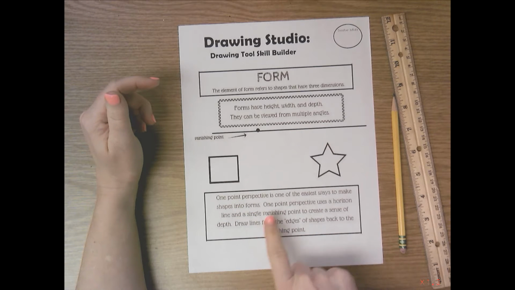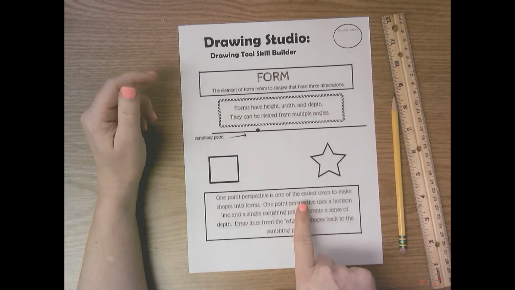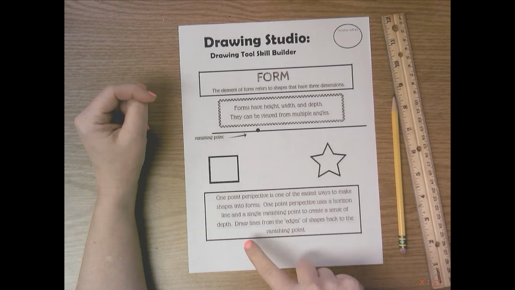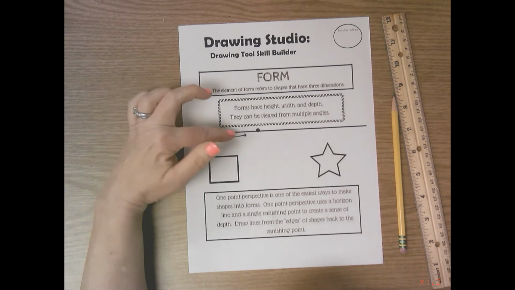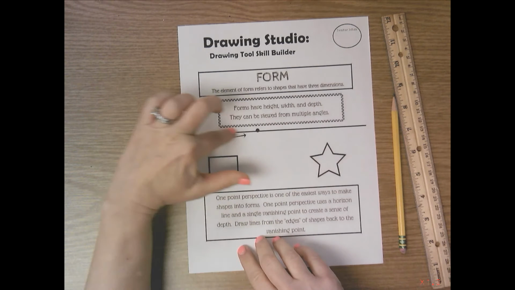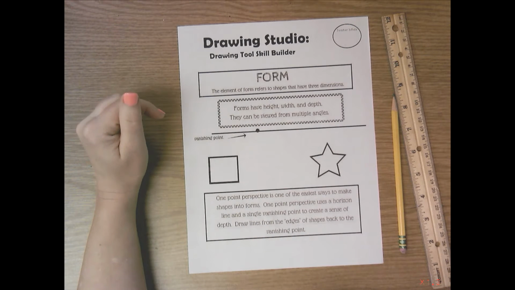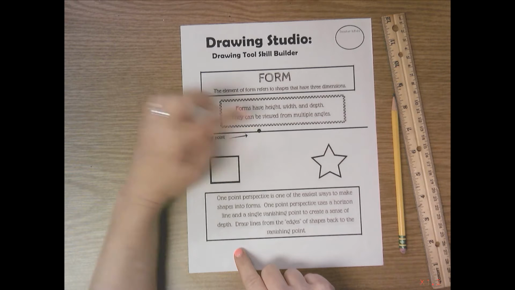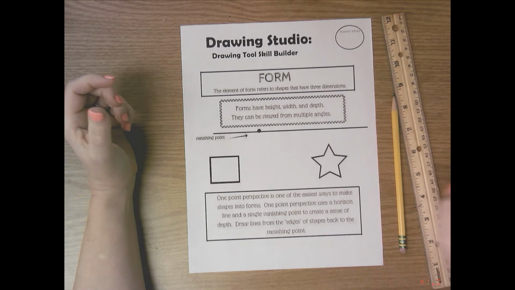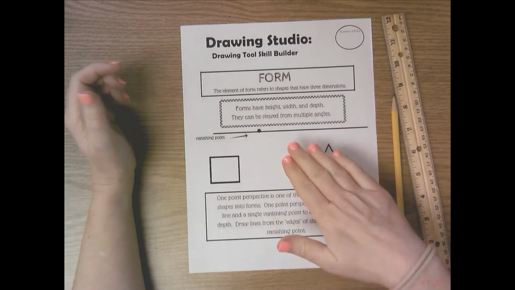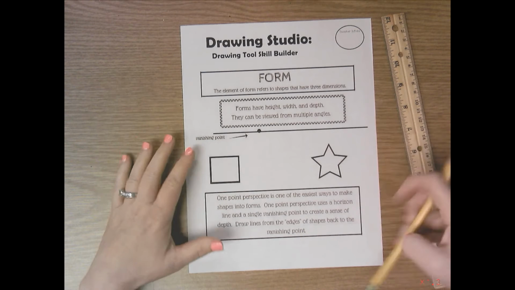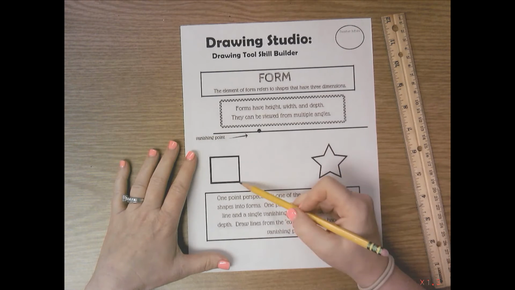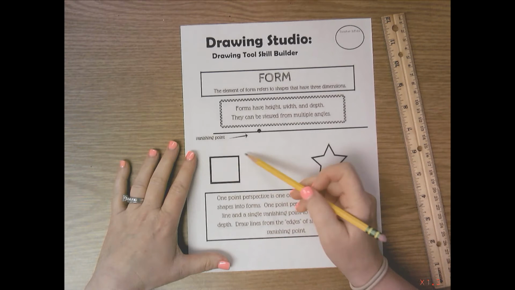One-point perspective is one of the easiest ways to make shapes into forms. One-point perspective uses a horizon line, so here's our horizon line, and a single vanishing point, that's our vanishing point, to create a sense of depth, create that 3rd dimension like it's going back into space. Draw lines from the edges of the shape back to the vanishing point. So you are going to draw lines from the corners of the shapes to that vanishing point.